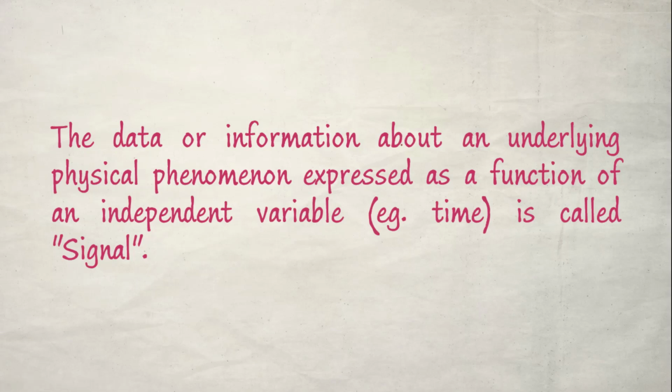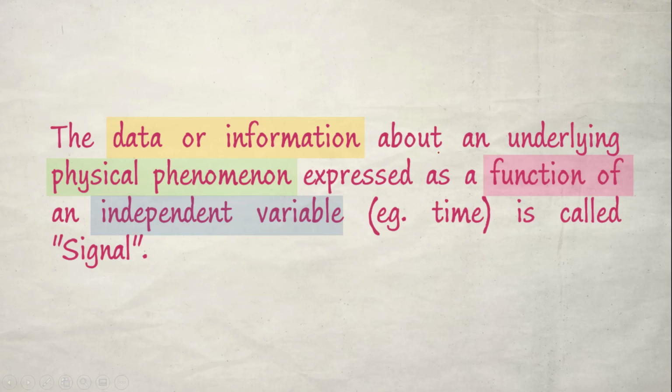The data or information about an underlying physical phenomenon expressed as a function of an independent variable is called a signal. Let us analyze this definition again. There should be data or information which is based on some physical phenomenon. What is meant by underlying physical phenomenon? There should be some physical phenomenon which generates this data or information. This is expressed as a function of an independent variable. That is what a signal is.